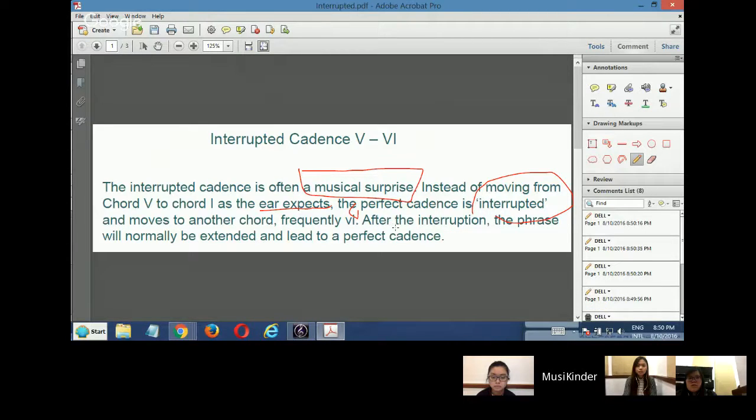As of your senior, after interruption, the phrase will normally be extended and lead to a perfect cadence. May or may not be true, okay? Because it may also lead to an imperfect cadence. But the primary aim is supposedly 5 go to 1. But what happened was the 5 surprisingly deviate, okay, detract or went somewhere, okay.